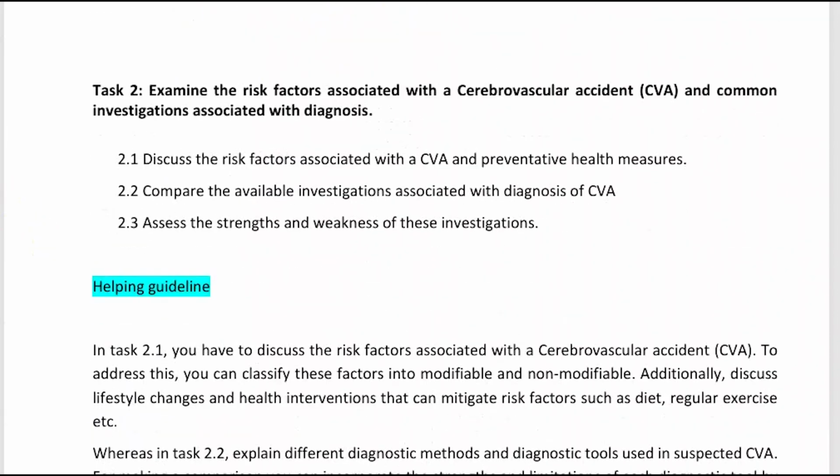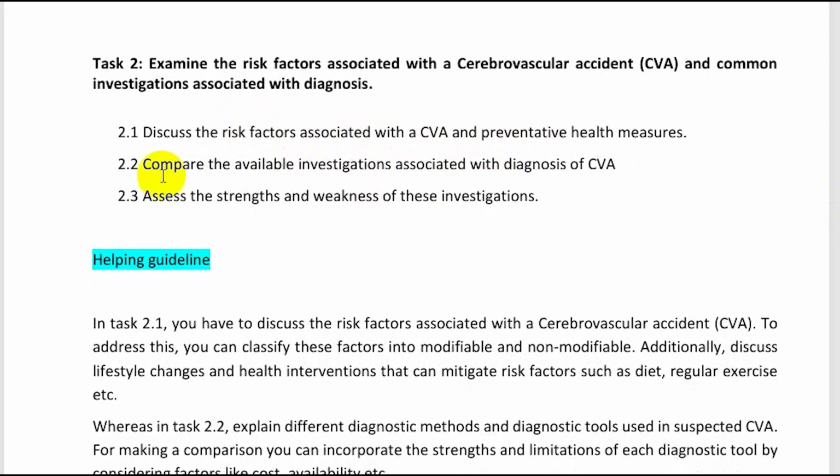Now moving to the learning outcome 2, in which for the assessment criteria 2.1, you need to describe the risk factors that are associated with the stroke. Like what are the risk factors that are playing their part in the occurrence of the stroke within individuals. Further, you also have to explain or provide the strategies that can be used in order to prevent these risk factors, or in order to reduce these risk factors which become the reason for the occurrence of CVA within individuals.